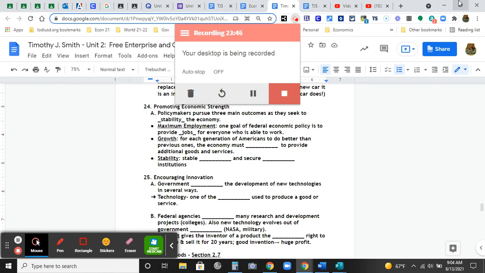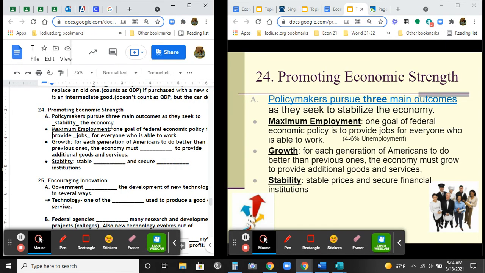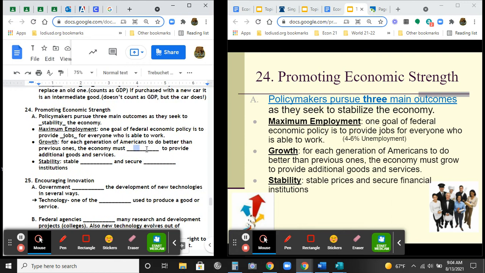Okay. I think we left off at maximum employment. Basically, there's jobs for everyone who's able to work. When you're talking growth, for each generation of Americans, the idea of growth is that they're going to do better than the previous generation. For that to happen, the economy must grow, and you're talking growth rate in the neighborhood of 2, 4, 6% for it to be considered significant growth.